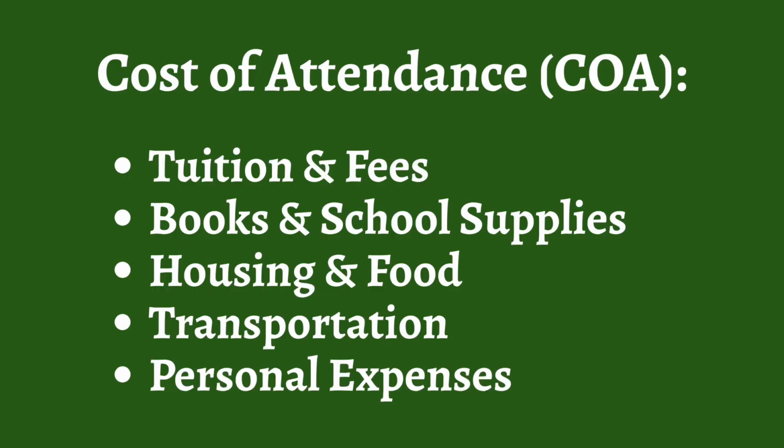What is the real cost of college? Colleges call it COA, cost of attendance. But what does cost of attendance include? It's an approximate cost of tuition and fees, books and school supplies, housing and food, transportation, and personal expenses. All of these are estimated costs to your student's yearly cost of attendance to attend that college or university.